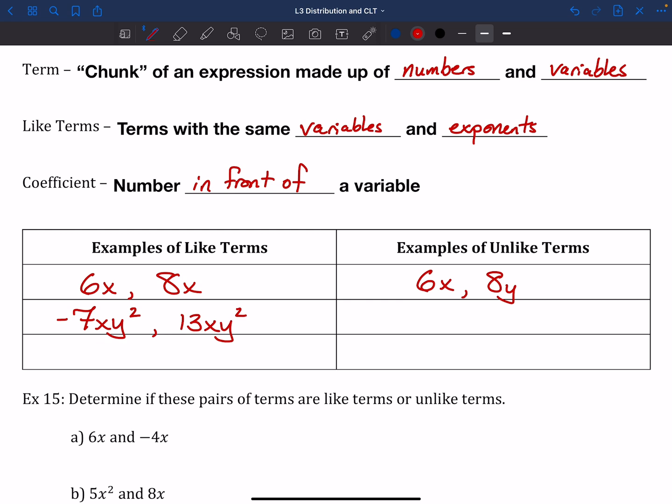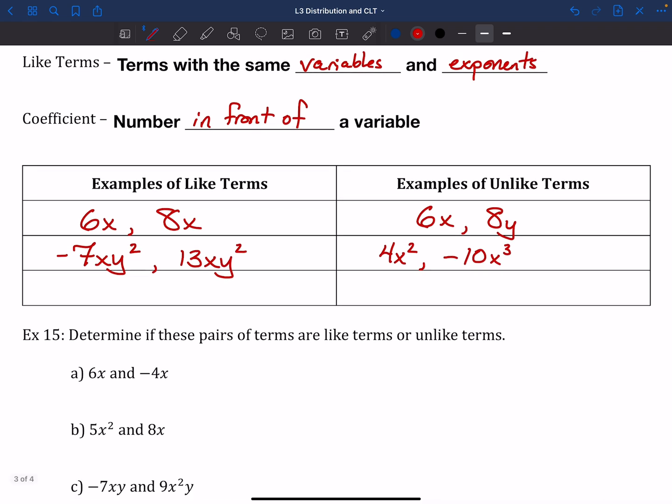If I had something like 4x squared and negative 10x to the third, those would not match up, right? They both have x, but they don't have the same exponents on those x's, right? One has a squared, one has a third power, right? So those are not like terms.